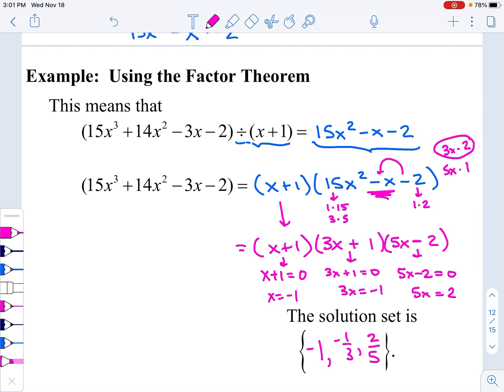And now we just found the 3 solutions to our polynomial function. Remember, a solution is where the graph crosses that x-axis.